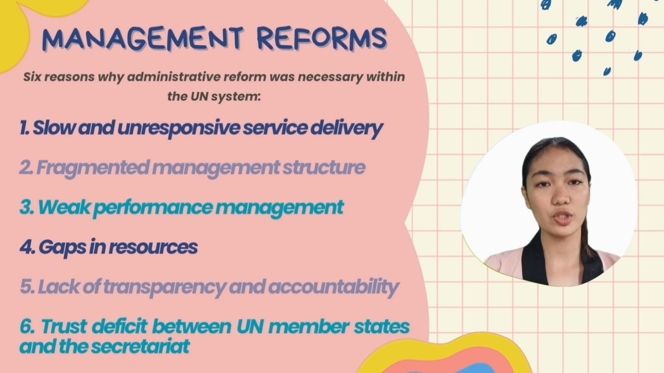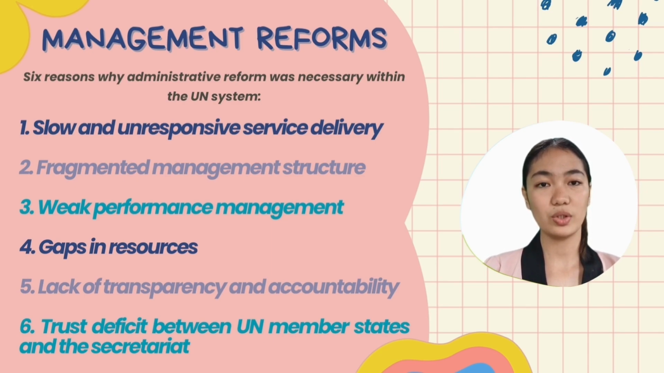Third, weak performance management. The UN's performance management system was found to be weak, resulting in poor accountability and limited effectiveness. Fourth, gaps in resources. The UN identified gaps in resources, including human, financial, and technological resources, that hindered its ability to deliver on its mandate effectively. Fifth, lack of transparency and accountability. The UN recognized that it needed to improve transparency and accountability in its operations to build trust with member states and stakeholders.